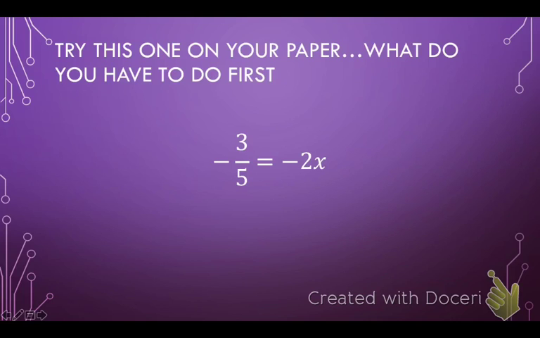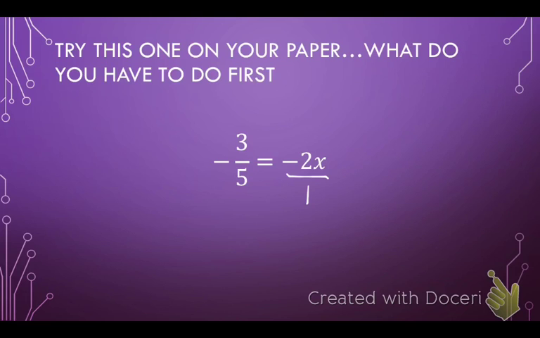Alright, so the first problem we have is negative 3 over 5 equals negative 2x. So, I'm going to put everything that's not in a fraction into a fraction. So negative 2x, I can rewrite as negative 2x over 1. Right? So now I have two fractions. I have negative 3 over 5, and that equals negative 2x over 1.